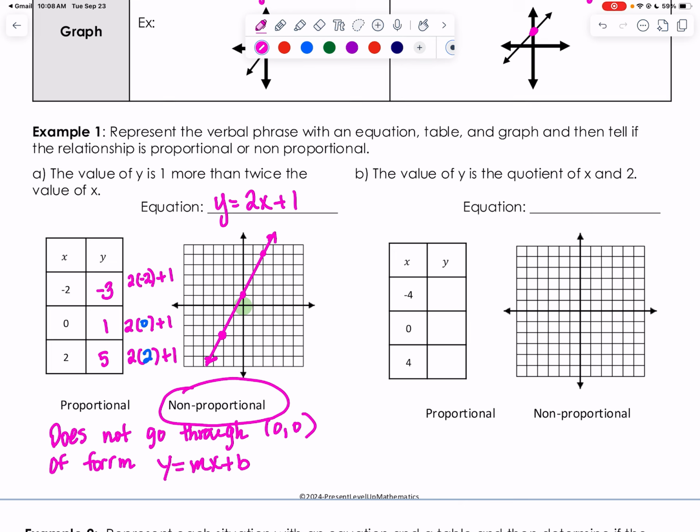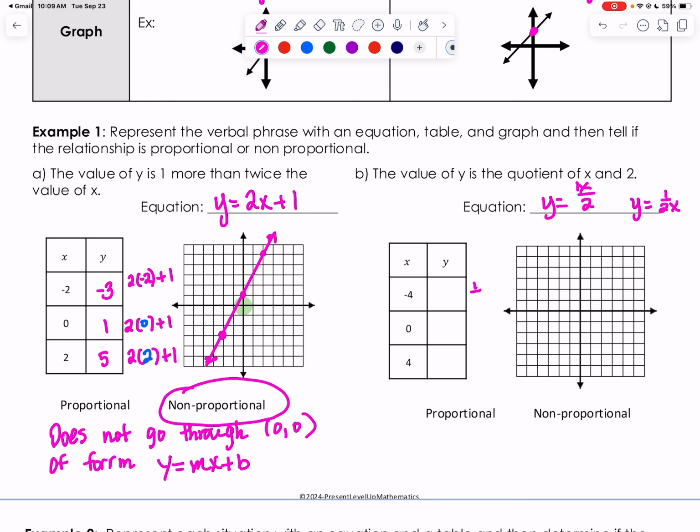All right. Look at problem B. The value of y is, so I'm going to put y equals, the value of y is the quotient of x and 2. Now quotient means divide. So the quotient of x and 2 could be written like this. y equals x divided by 2. So if I wanted to rewrite this, I could rewrite it in this form, because we know we have an understood 1 attached to our x. So those two equations are the same. Either way you write it is correct.